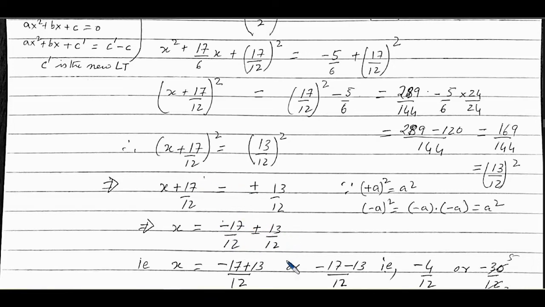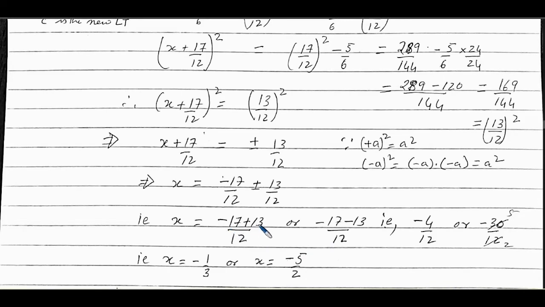minus this, 12 is common. So x is equal to minus 17 plus 13 or minus 17 minus 13, all over 12. So from here you get minus 4/12 and from here you get minus 30/12, which is minus 5/2. And this minus 4/12 can be written, 4 goes 3 times, as minus 1/3. So x is equal to minus 1/3 or x is equal to minus 5/2.